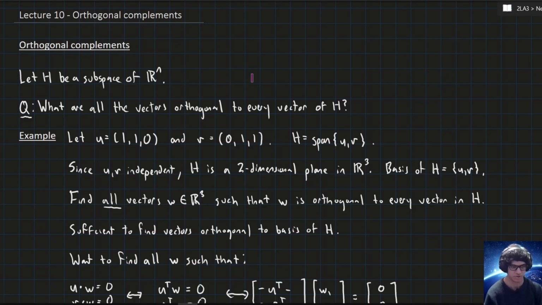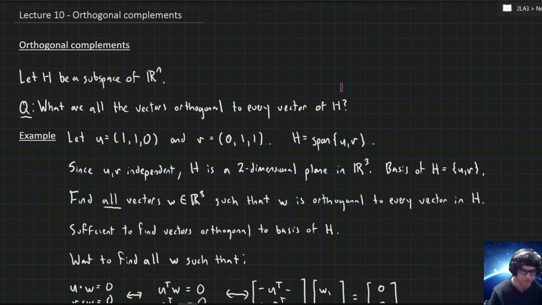Okay, so welcome to Lecture 10, the first lecture of Unit 2. In this lecture we're going to be talking about the orthogonal complement of a subspace. This is an idea we've been building up towards in some of the homework and test problems. Let H be a subspace of Rn. Now we can ask, what are all the vectors that are orthogonal to every vector in H? Can we find that set of vectors?